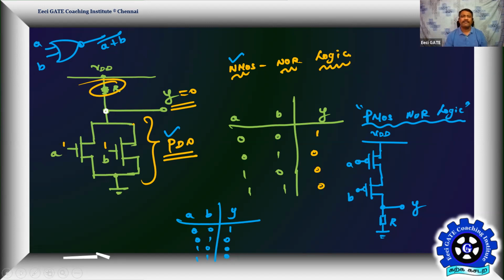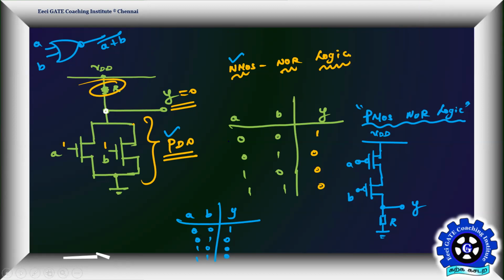Always the pull up network and pull down network are complement to each other, in all aspects. Pull down is made up of NMOS. Complement of NMOS is what? PMOS only. So pull up is made up of PMOS. What is the complement of PMOS? NMOS only. So pull down is made up of NMOS. Correct?